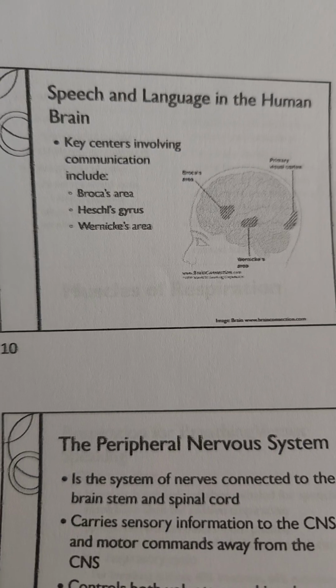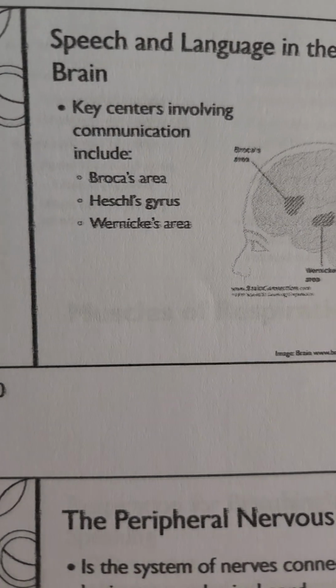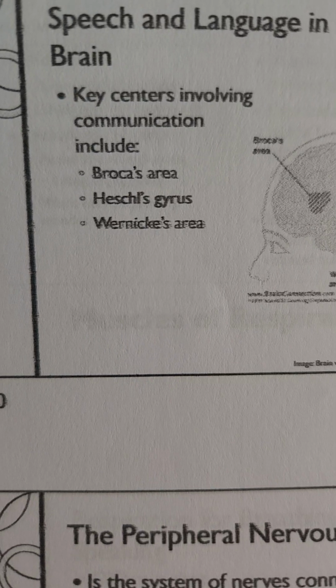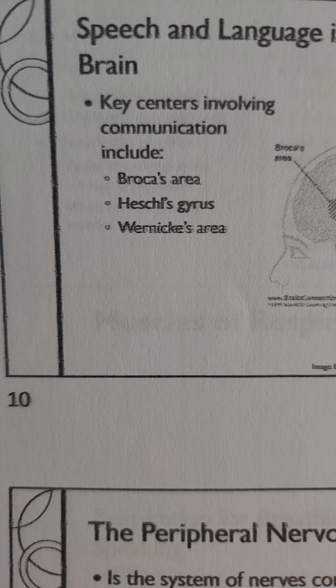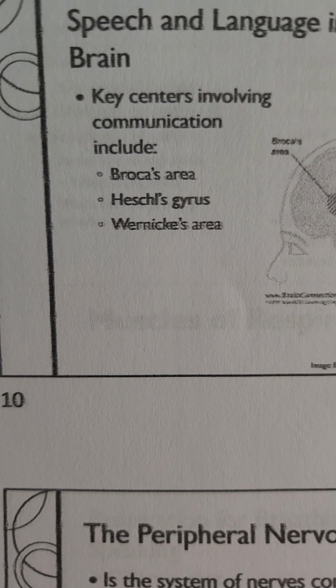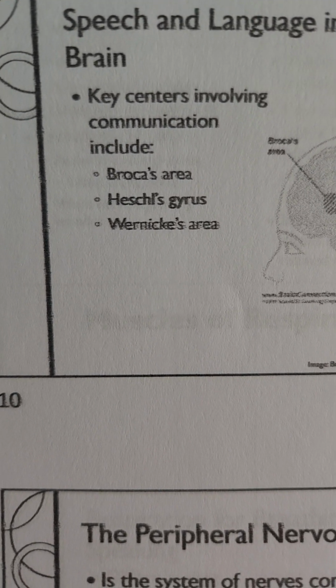Speech and language in the human brain. The key centers involve communication. The areas involved in communication include Broca's area, Heschl's gyrus, and Wernicke's area.